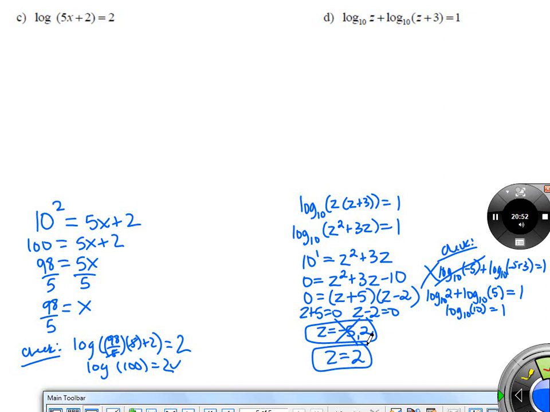So remember that since logs and exponents are inverses of each other, they're useful tools. And when you're trying to get a variable out of an exponent, use a log. If you're trying to get a variable out of a log, use an exponent because they undo each other, just like multiplication and division or addition and subtraction.